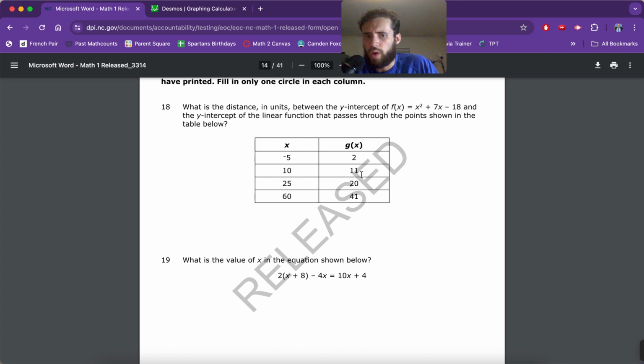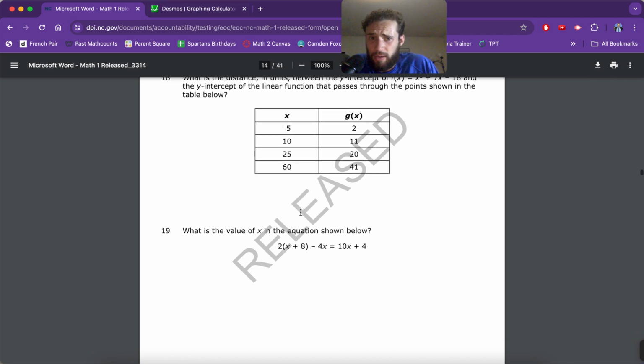You could just do, all right, the y value went up by, in this case, 9. The x value went up by 15. 9 divided by 15, right? That's 3/5. And then you use that slope to figure out what the y-intercept is, and you can plug in the points. But again, if you have the calculator, you might as well use it.